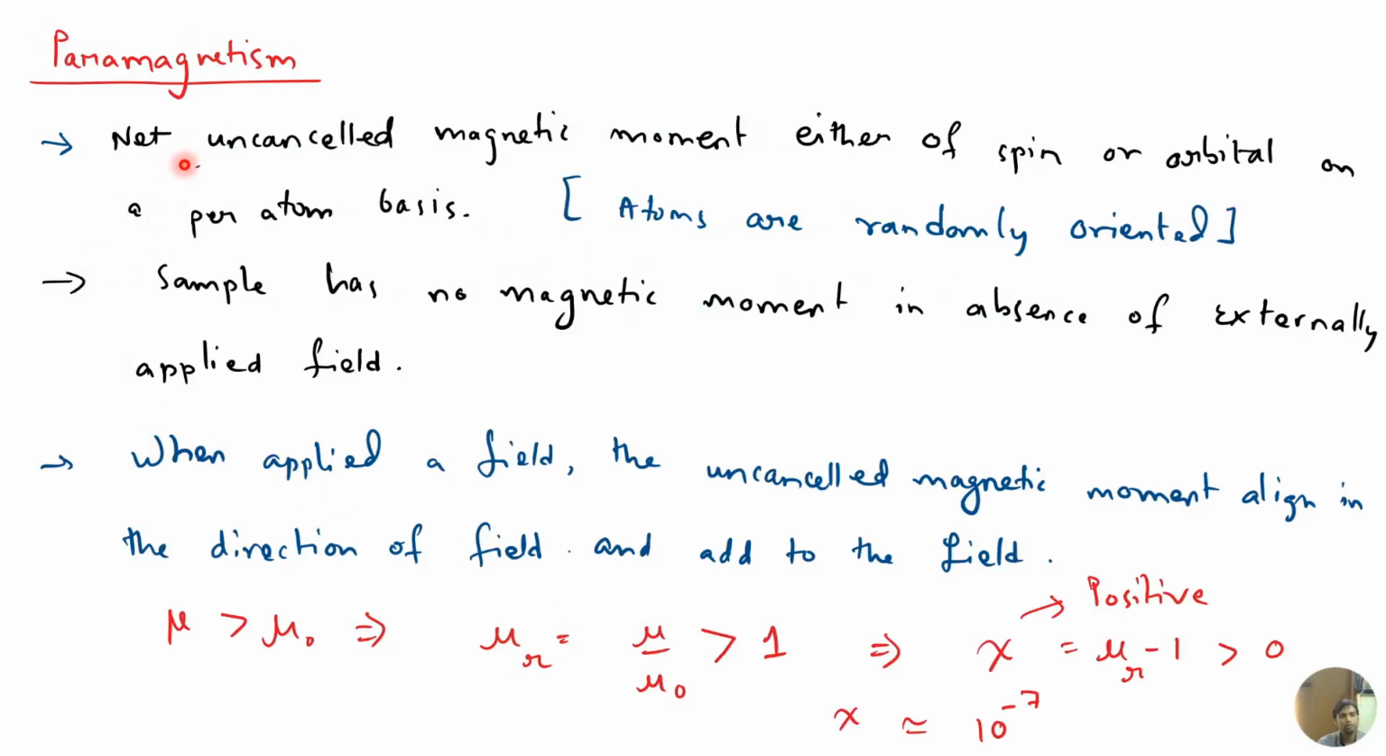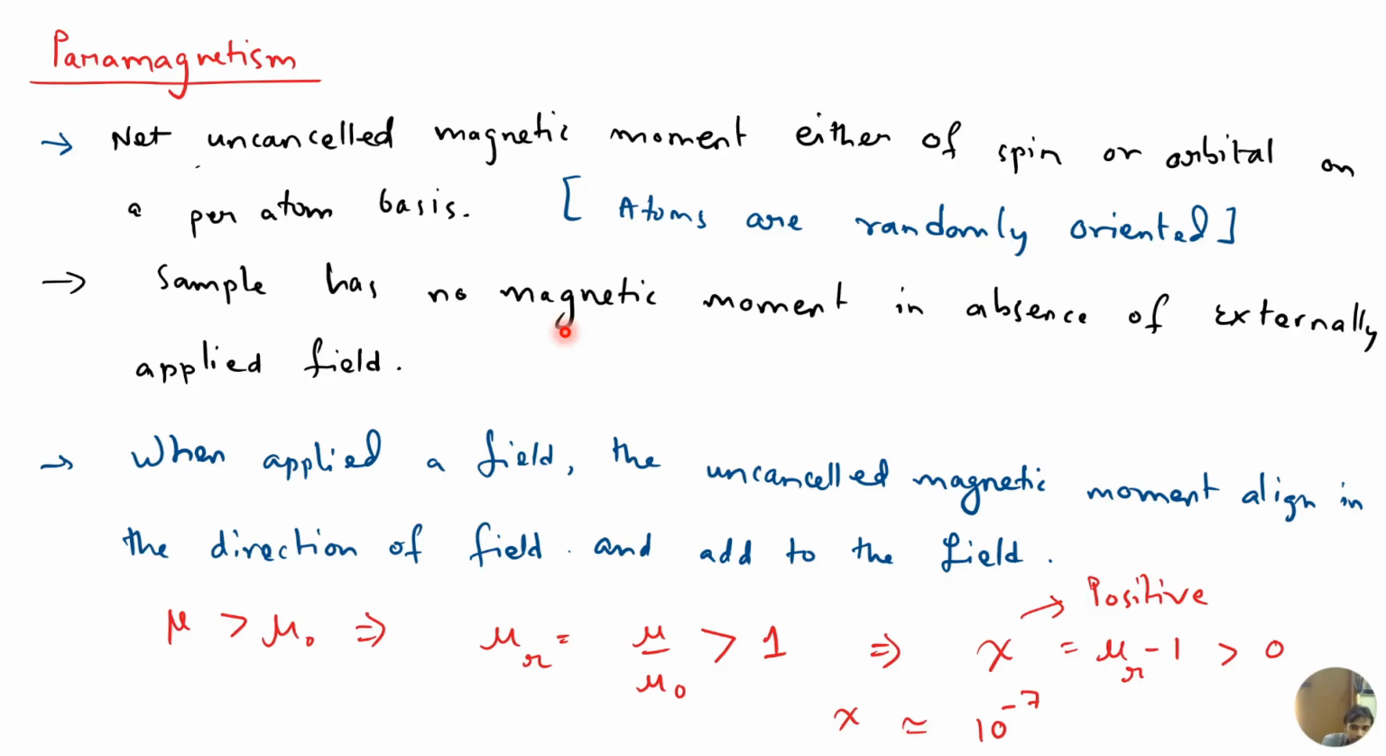Next is something called paramagnetism. Here, if you have some unfilled shells, then the net magnetic moment will not be totally cancelled. So the net uncancelled magnetic moment, either of spin or orbital angular momentum, on a per atom basis is non-zero.